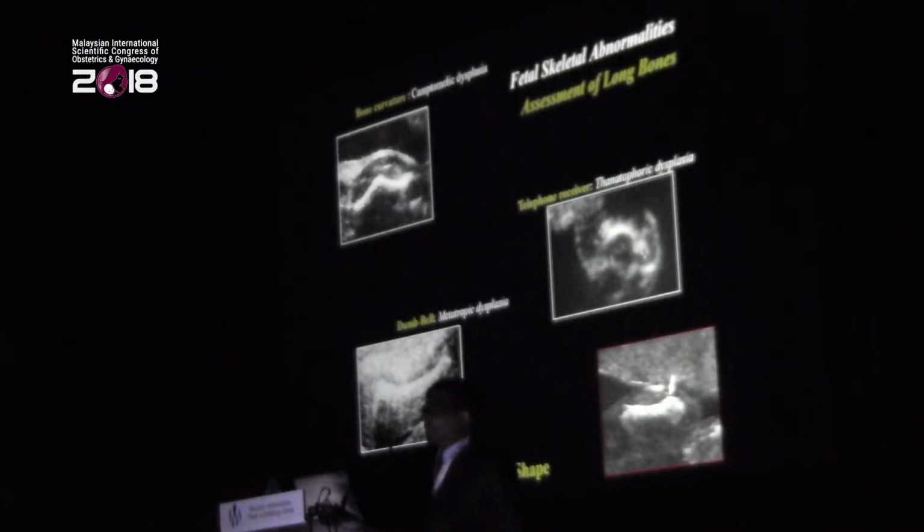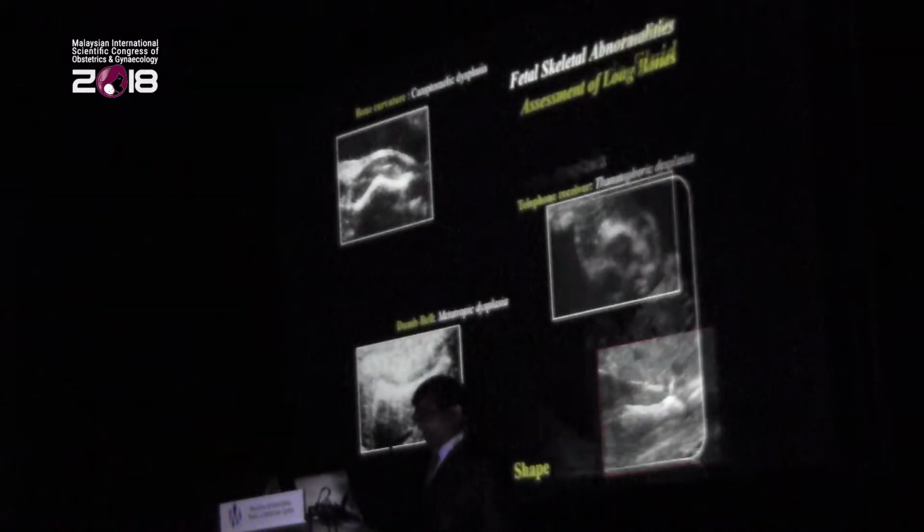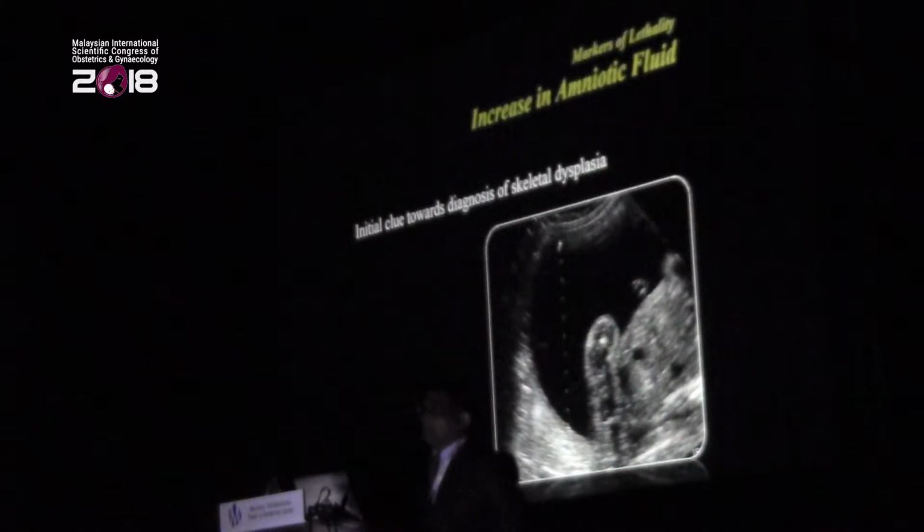Now, in addition to looking at the length, we also certainly need to look at the shape of the long bones, and that may give some indication with regards to the condition which you are managing. Very often we get a referral late on in pregnancy, and the only reason they refer the case is because there is polyhydramnios. And we need to recognize a lot of lethal skeletal abnormalities will present with polyhydramnios, especially if they have not had a detailed scan done.